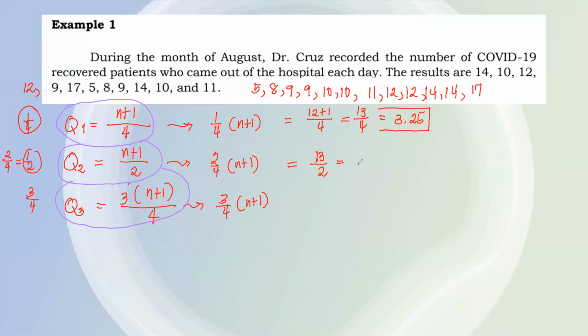How about 13 divided by 2? 6.5, right? So how about this one? We had 3 times 13 divided by 4. Ay, 4. Bakit 2 ako? 9.75. So ito, yung location ng data natin. Okay? So yan yung location. Ulitin ko ha. Itong mga to location yan.